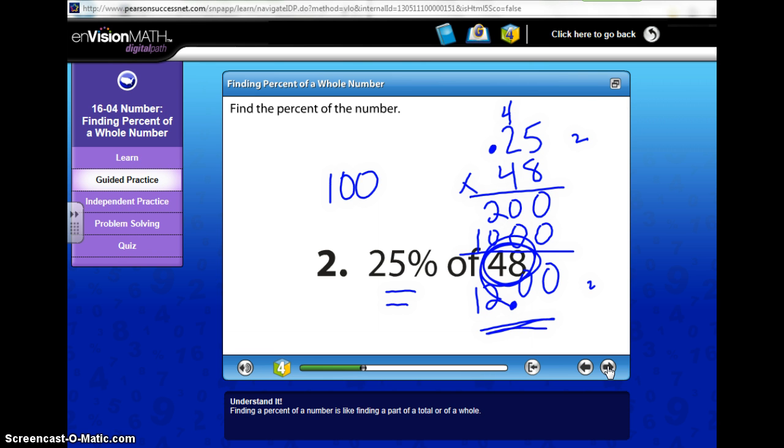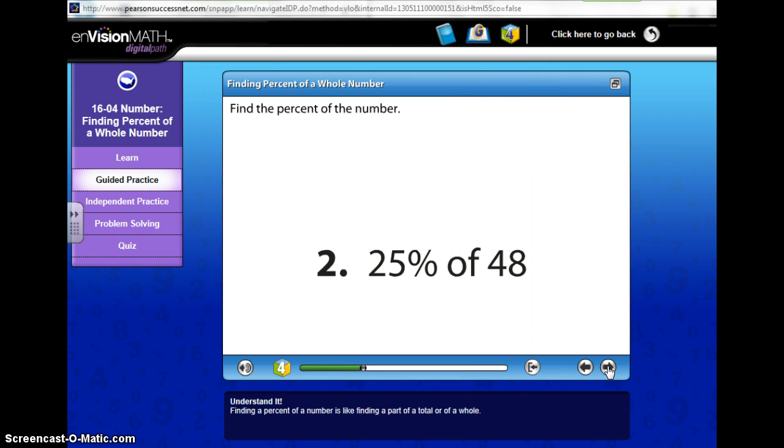Okay, let's try another one. This one is 90% of 85. Don't look at mine until you're done. Change your 90% into a decimal. Don't forget your placeholder.